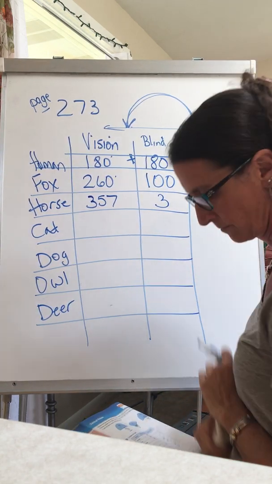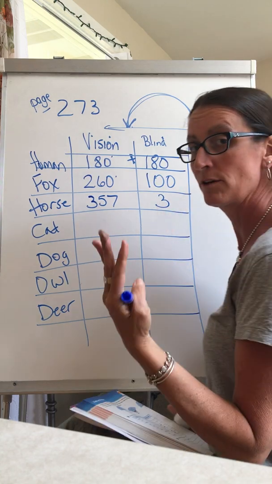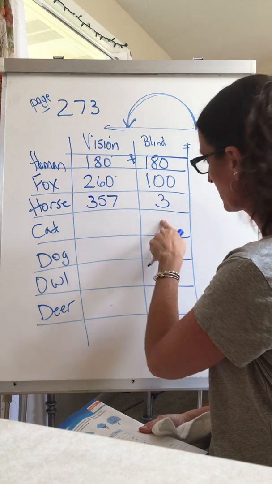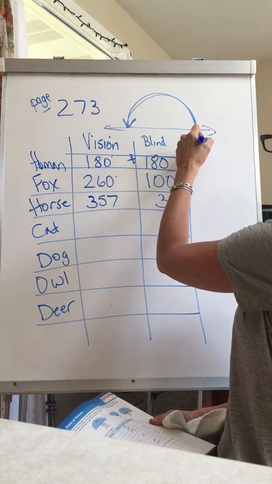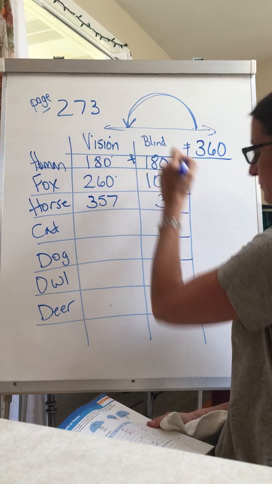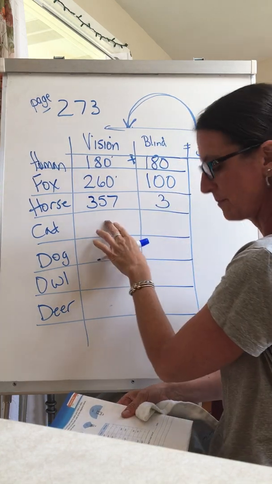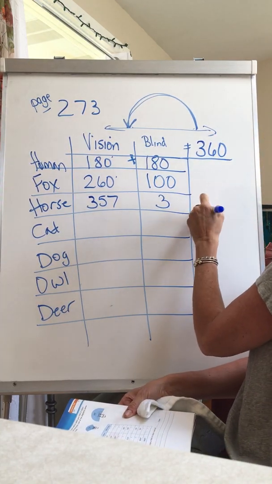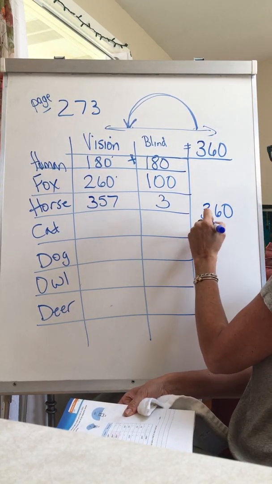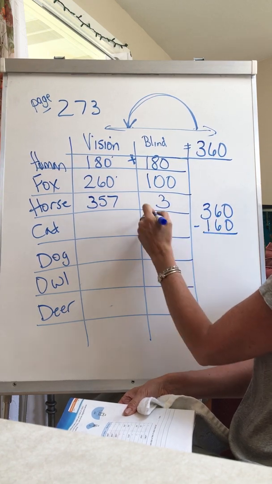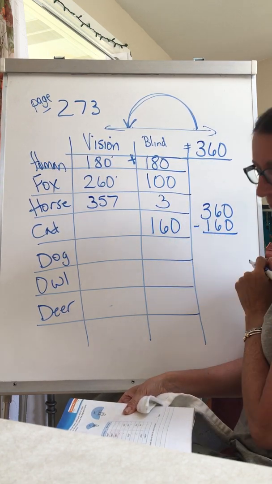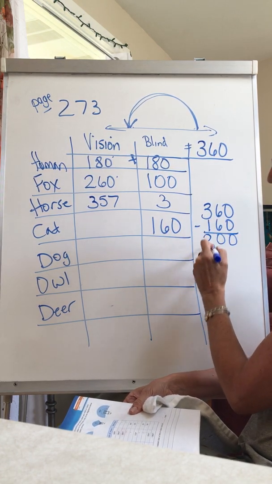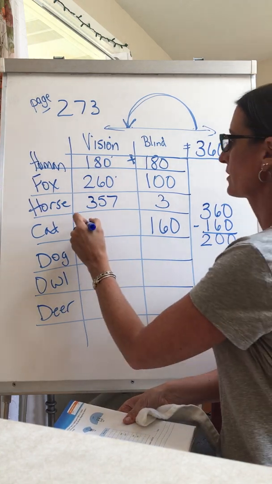So, the cat. Here we're kind of opposite, but we still know that you add the field of vision plus the blind spot, and that will equal 360. So for the cat, we don't know how much they can see, but we know they can't see 160. So we could do 360 minus that 160 that they can't see, and we will find out how much they can see. And they can see 200.